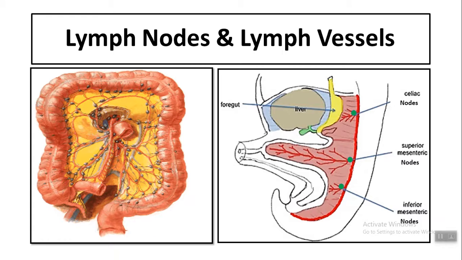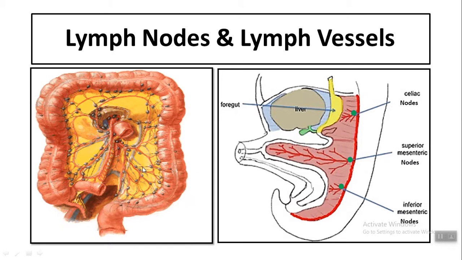As we explained previously, the foregut and its structures will be drained to the celiac nodes. The midgut and its parts will drain to the superior mesenteric nodes, and the hindgut with all its constituents will drain into the inferior mesenteric nodes.